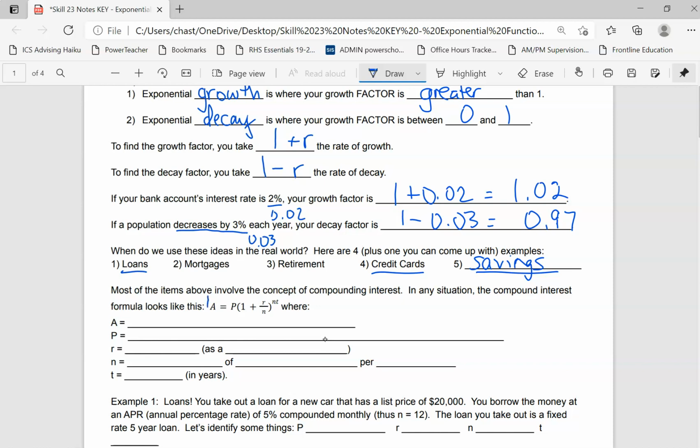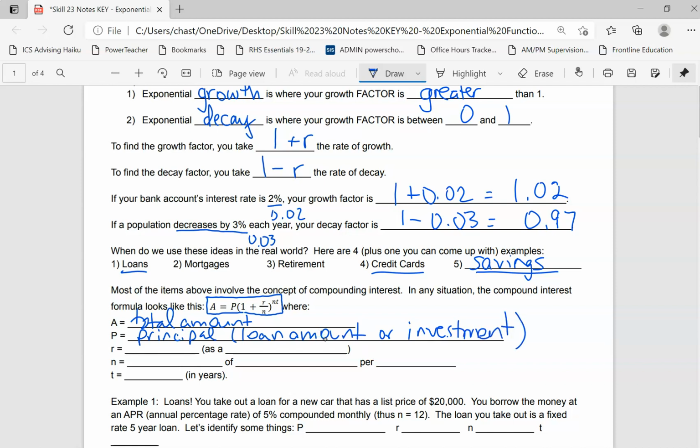That's going to look like this. A equals P times the quantity 1 plus R divided by N, to the NT. That's a lot of letters. So what does all that mean? A is going to be the total amount. P is going to be what's called the principal. That's either the loan amount or investment amount, depending on which scenario we're looking at.